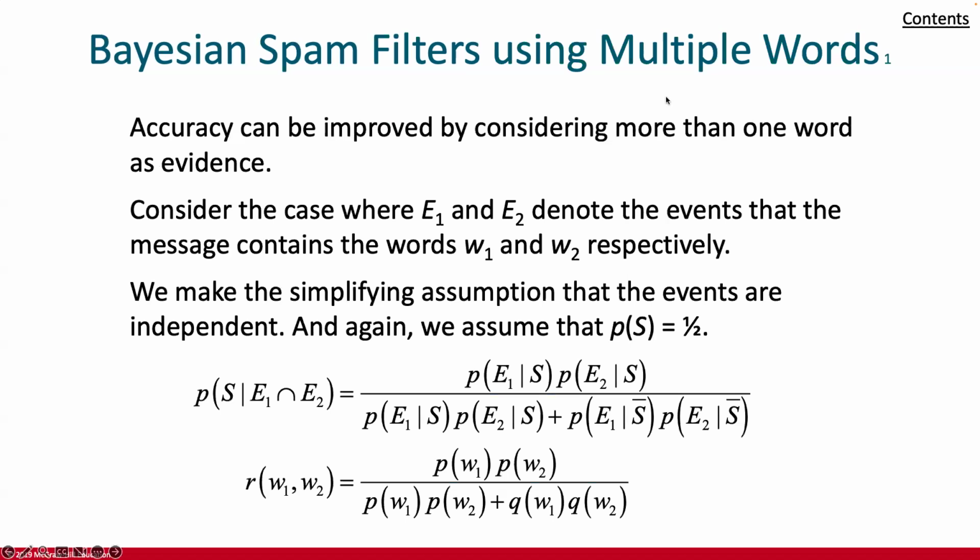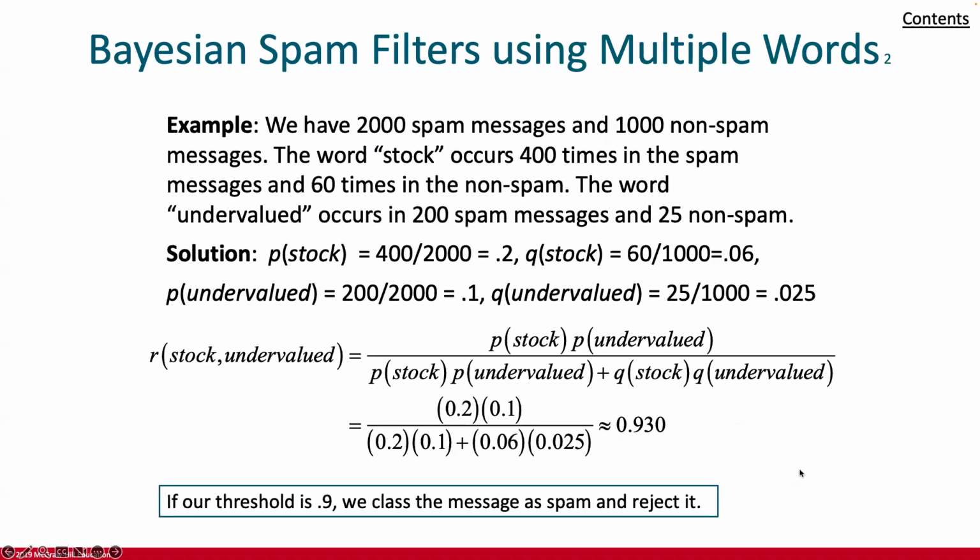Well, what if we looked at it for multiple words? In the generalized way of having Bayesian approaches, accuracy can be improved by considering more than one word as evidence. Consider the case where E1 and E2 denote the events that the message contains both W1 and W2. And so we have these relationships that we can be utilizing.